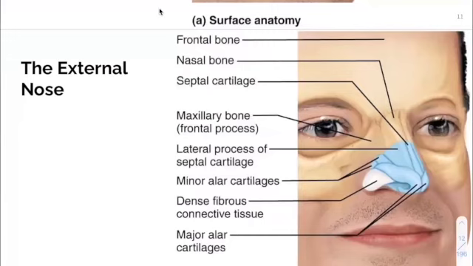And there's also a little bit of connective tissue in there. But you can see that septal cartilage, we have lateral pieces to it. We have the middle part of that septal cartilage. We have the major alar cartilages. And then along the sides we have that dense fibrous connective tissue.